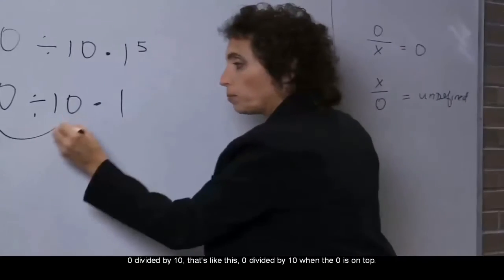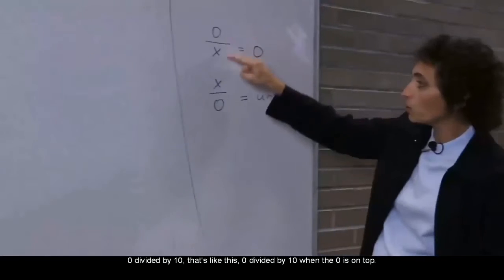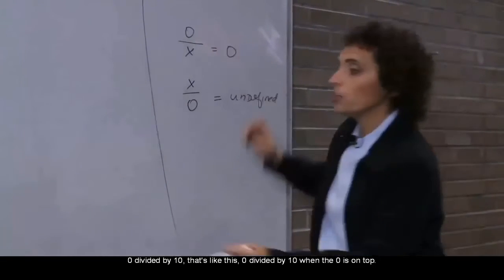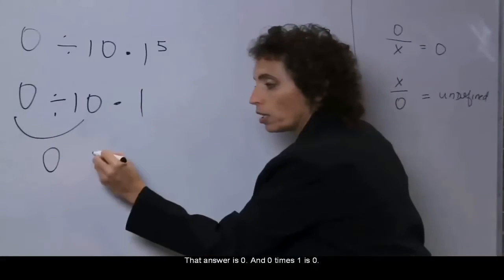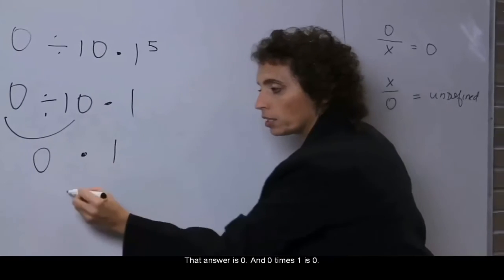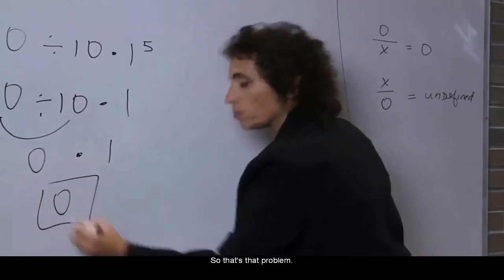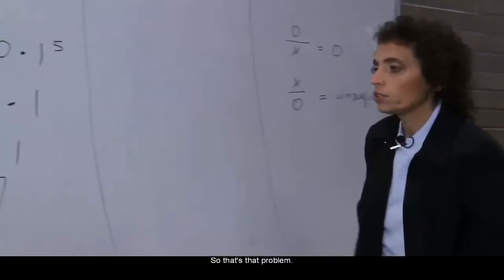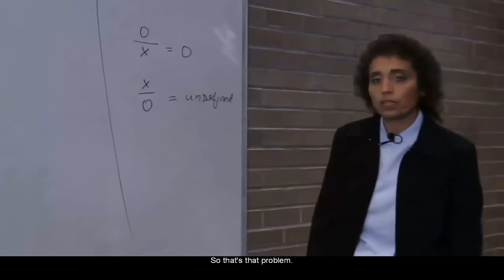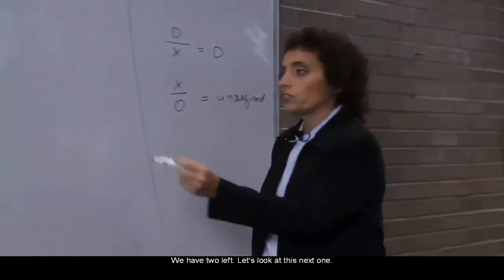So 0 divided by 10, that's like this, 0 divided by 10 with the zeros on top. So that answer is 0. And 0 times 1 is 0. So that's that problem. We have two left. Let's look at this next one.